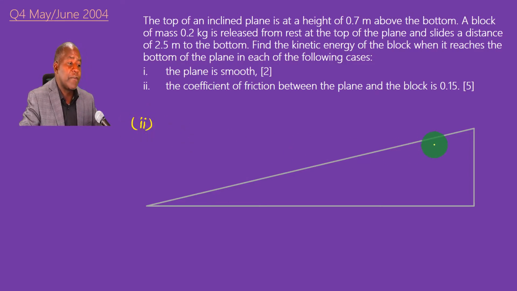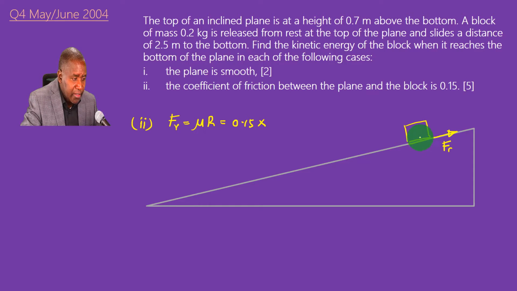where there is friction. So the block is here. There is some frictional force which is acting on the block here. And that frictional force can be given by mu R. Mu is 0.15. How do I get R? R is the normal component of the contact force. How much is it equal to?